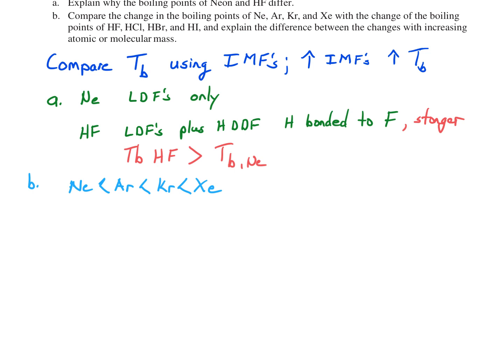In B, we're looking at neon, argon, krypton, and xenon. These are atomic. They have only LDF forces. And these forces are going to increase with the number of electrons. And as we go from neon to argon to krypton to xenon, their number of electrons are increasing, and so their boiling points are also going to increase.